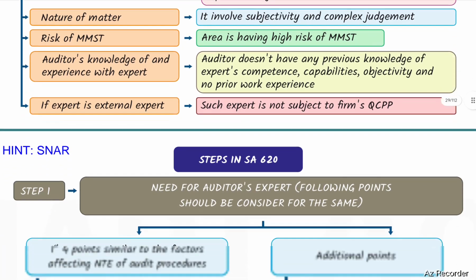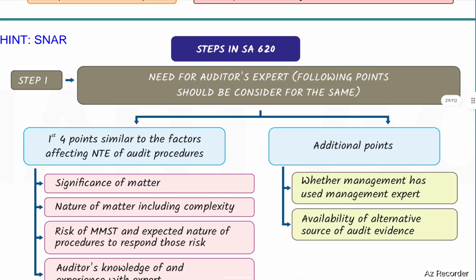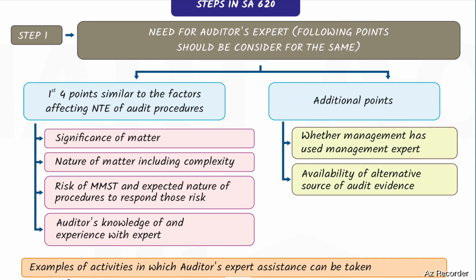Steps in SA 620. The hint is SNAR, no Q, only SNAR. Step number 1, need for an auditor's expert. The following points should be considered. The first 4 points are similar to the factors affecting nature, timing, and extent of audit procedures. That means SNAR: significance of the matter, nature of the matter including complexity, risk of material misstatements and expected nature of procedures to respond to those risks, and the auditor's knowledge of and experience with the expert. Additional points: whether management has used a management expert, and availability of alternative sources of audit evidence.